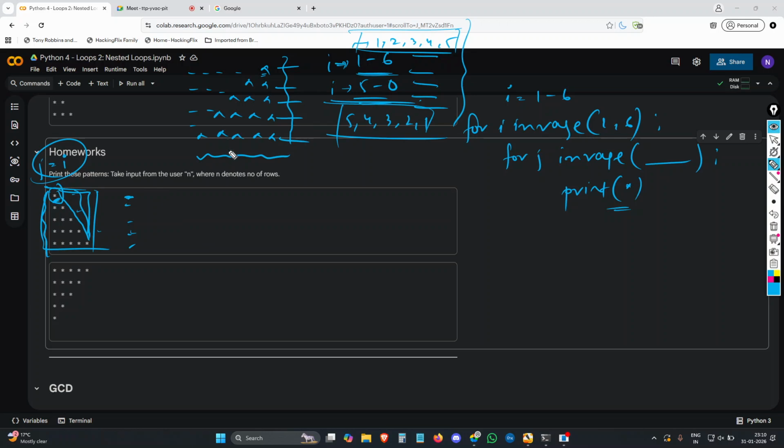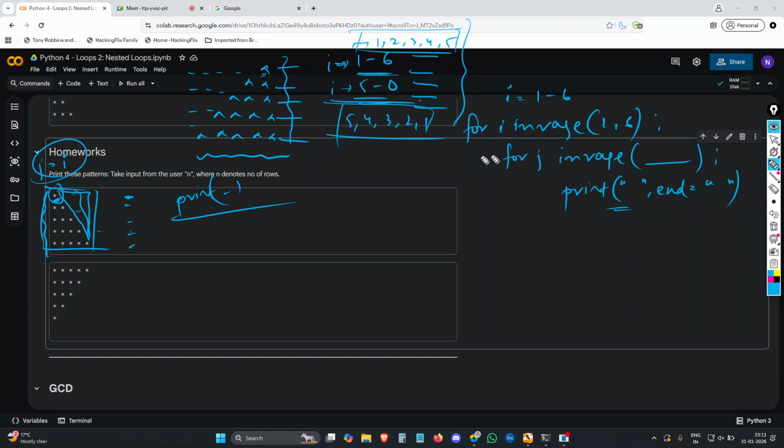Now I want this part to be left out. So how do I do it? We need to print space first. So for the J loop, I will leave this empty. How will I make sure that it happens? I will print space the same way, and equals to space. This is a prerequisite. This is needed.